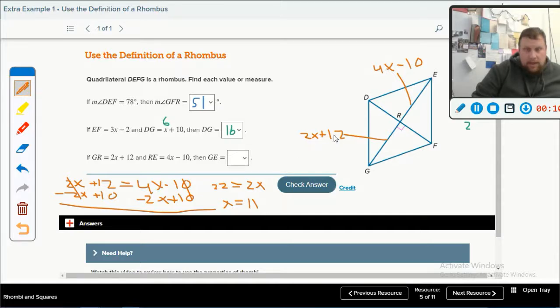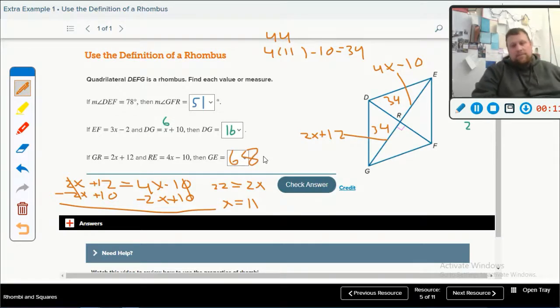So now I'm just going to plug it in. I'm going to plug it into the 4x minus 10. So I'm going to have 4 times 11 minus 10, which is what? 44 minus 10, or 34. So if each of these is 34, so 34 and 34, then the whole thing is what? 68. Boom. Right there. That's a good problem. Okay? Pause it again if you need to. We're going on.